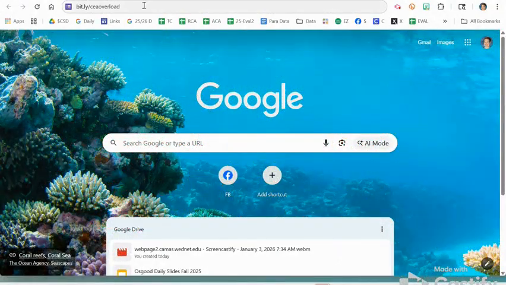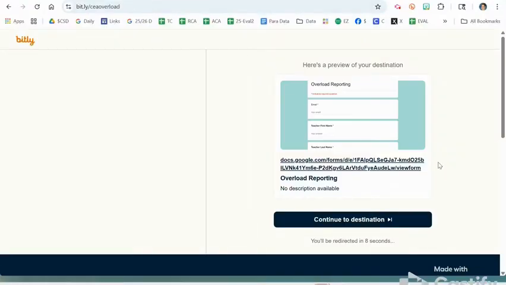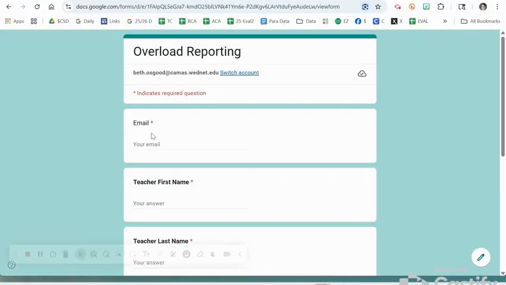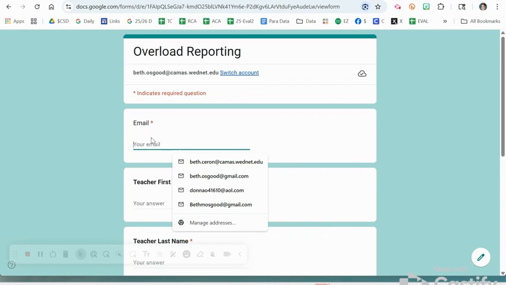Alrighty, we're ready to show you how to fill out your overload for the first semester. So the first thing you're going to do, elementary, secondary, specialist, it doesn't matter, you're going to go to bit.ly/CEA overload, and you're going to hit enter. It's going to bring you probably to this page, and then you're going to continue to your destination. You're going to complete the first part.